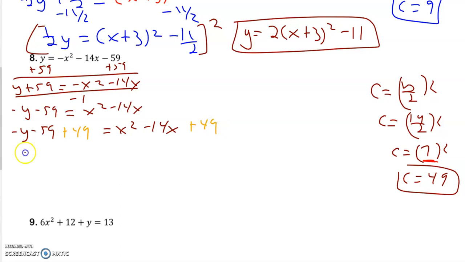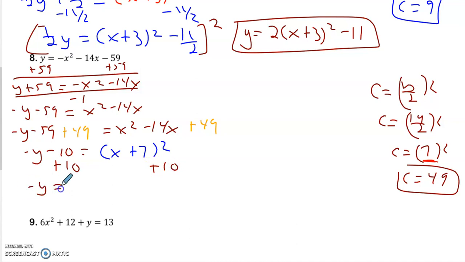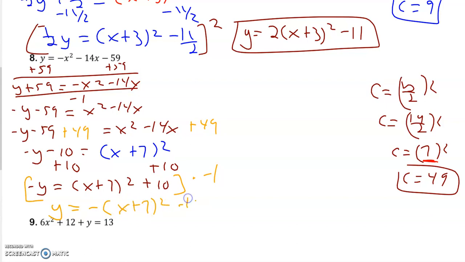And then I'm going to get negative y minus 10 equals, and then in our parentheses, we're going to have (x minus 7) squared. Then I'm going to add 10 to both sides, and then I'm going to get negative y equals (x minus 7) squared plus 10. Then I'm going to need to multiply everything by a negative 1, and I'm going to get a positive y equals negative (x minus 7) squared minus 10.